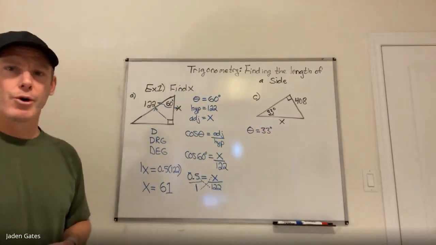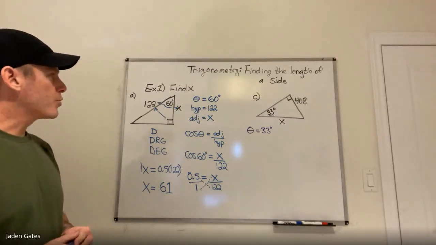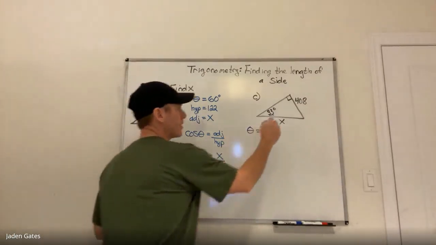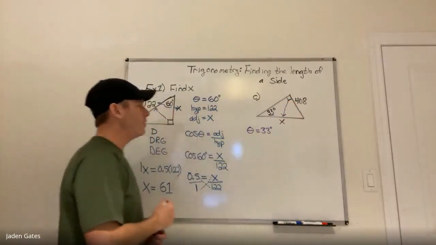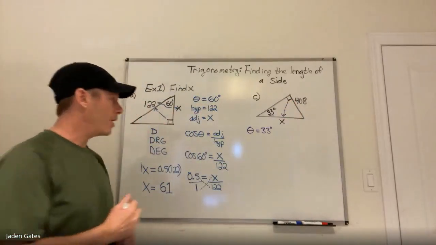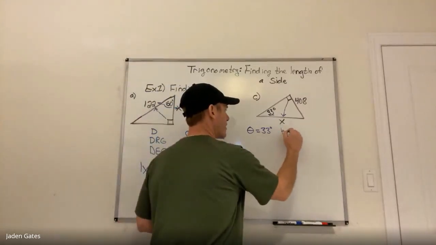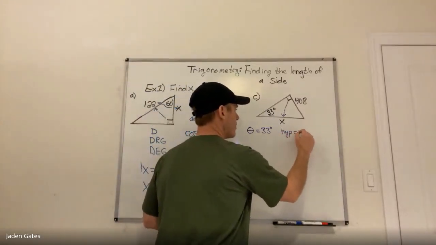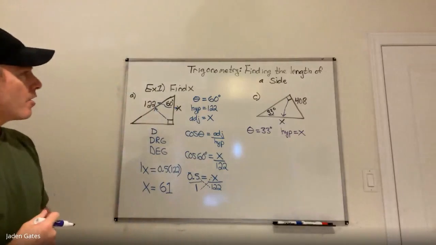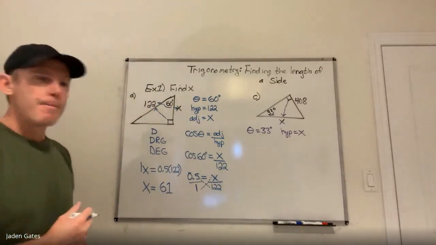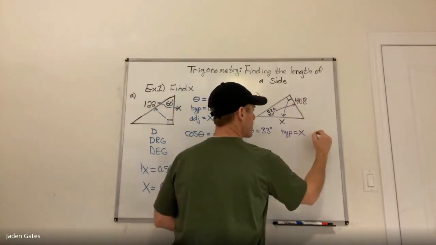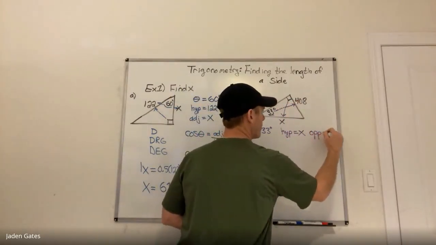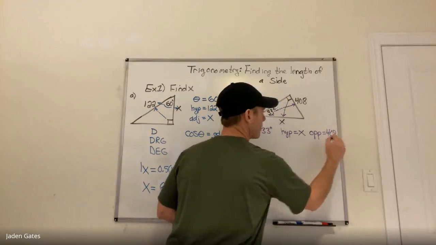One I know, one I don't know. So I have to figure out which is which. Now again, the easiest thing to do is to look at across from the right angle. That's always my hypotenuse. So in this case, x is my hypotenuse. And the last one there, I've got that 408. It is across from the angle, and so that makes that 408 the opposite.